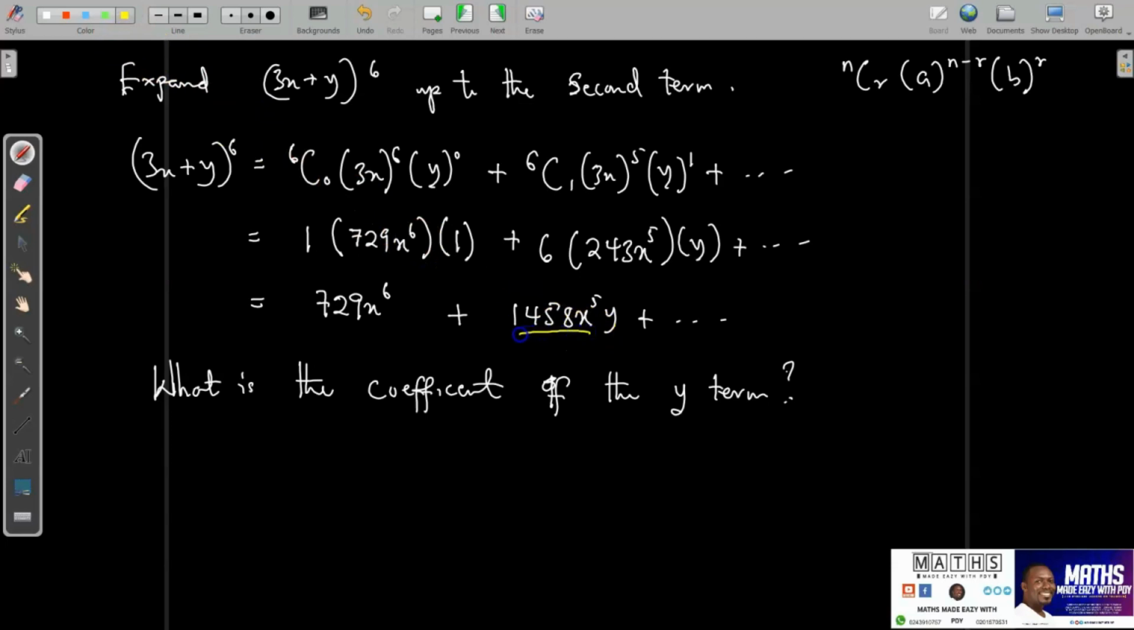It's everything here. If they had said, what's the coefficient of the x to the power 5 y term, then what would have been the answer? 1,458. Thank you. That would have been the answer. What's the coefficient of the x to the power 6 term? 729. All right, good. I hope you are following me.